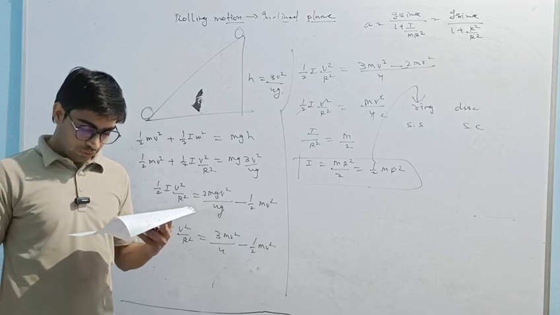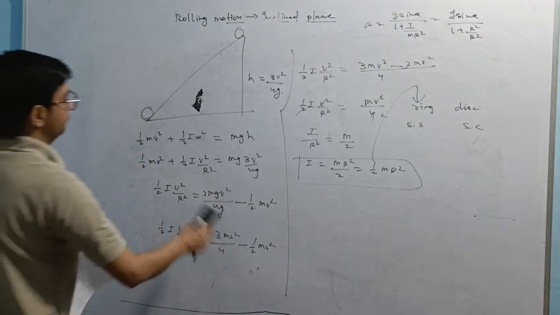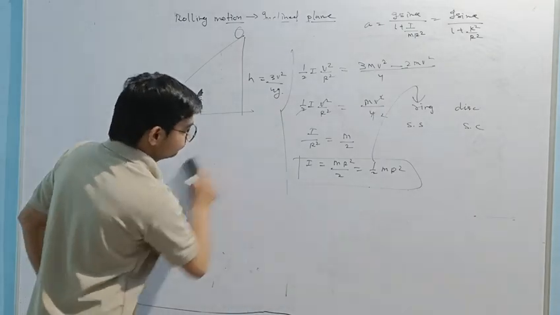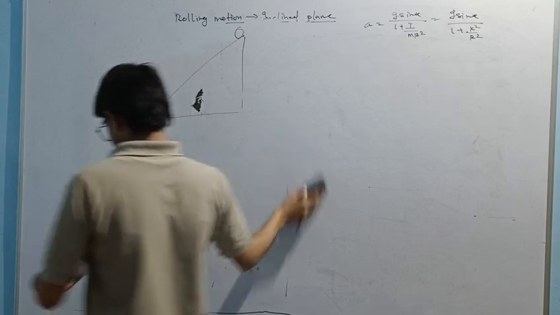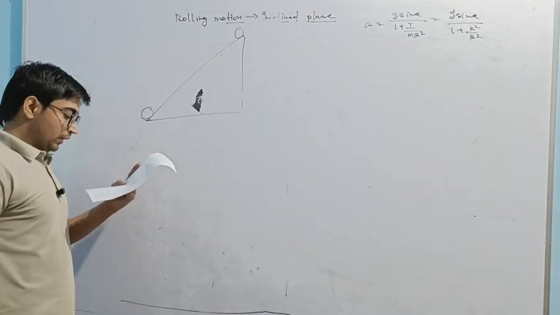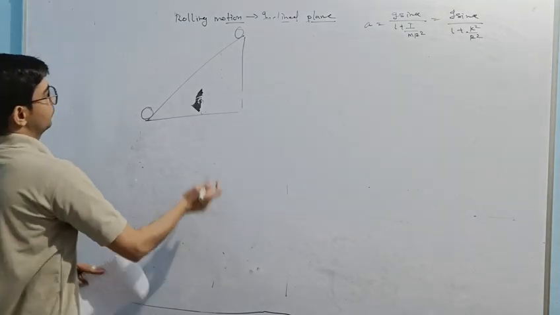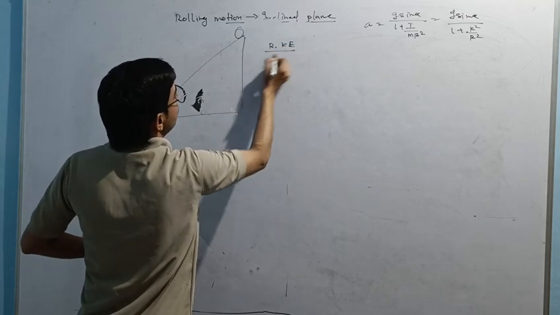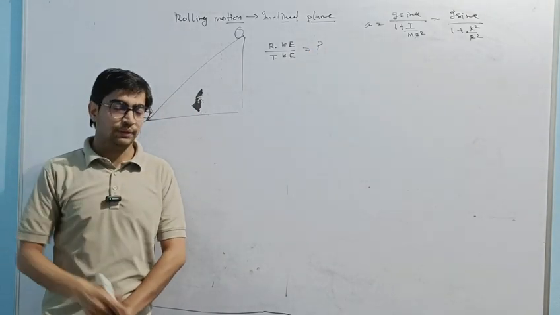राइट, एक सॉलिड सिलेंडर है. May I erase this thing? You can take a screenshot also. I have a solid cylinder, solid sphere actually. रेशियो निकालना है रोटेशनल काइनेटिक एनर्जी टू टोटल काइनेटिक एनर्जी. Rotational kinetic energy upon total kinetic energy. This is the question for the solid sphere.